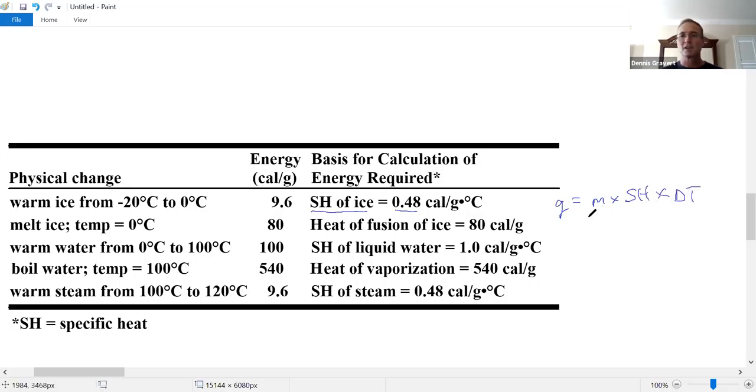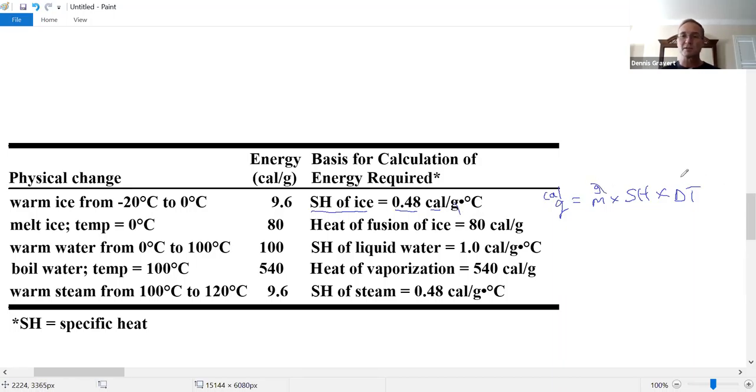Change in temperature. So we want heat, which has units of calories. Well, that's good, that's specific heat: calories. But then the mass is in grams. So when you're trying to calculate the calories, we want to cancel out the grams. Specific heat has grams in the denominator, so when you multiply it times the mass, the grams will cancel out.